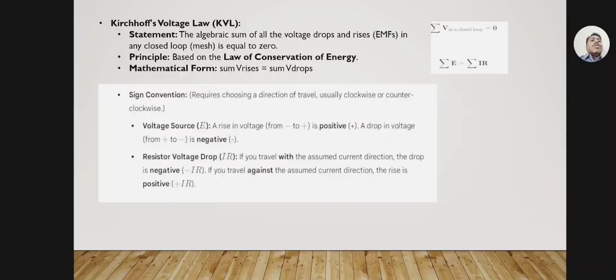The resistor voltage drop means I into R. If you travel with the assumed current direction, the drop is negative. That means when you consider the clockwise direction, the I into R, when coming in that clockwise way, will be taken as negative in the same current direction. And when you travel against the assumed current direction, the rise is positive. And when you travel with the current direction, the drop is negative. Please take it into consideration.